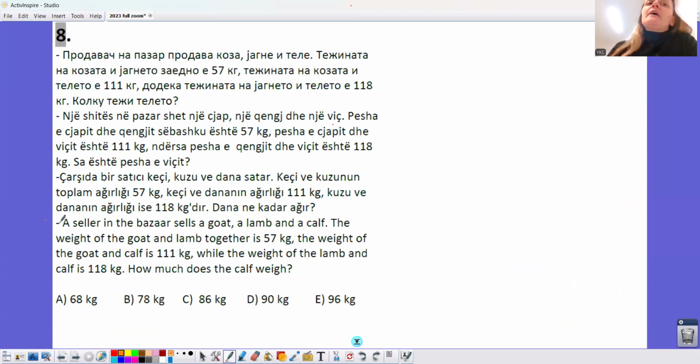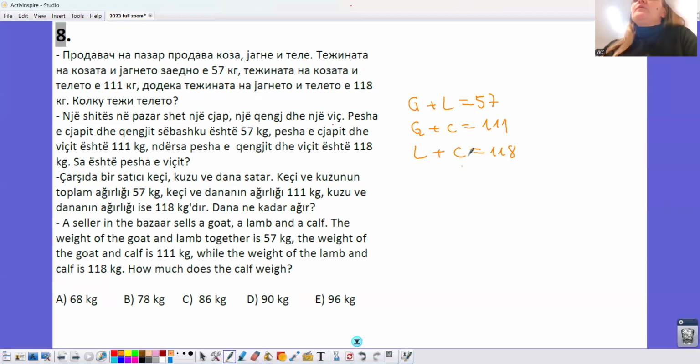8th one. A seller in the bazaar sells a goat, a lamb, and a calf. The weight of the goat and lamb together is 57 kilograms. So let's say goat is G, and goat plus lamb is 57. Then the weight of the goat and calf is 111: goat plus C is 111. And the weight of the lamb and calf: lamb plus calf is equal to 118. How much does the calf weigh?